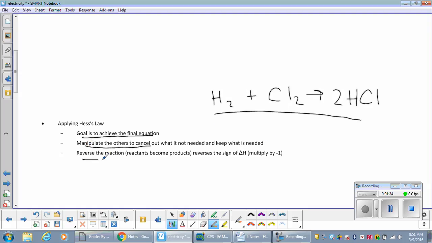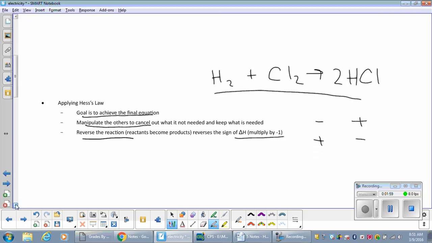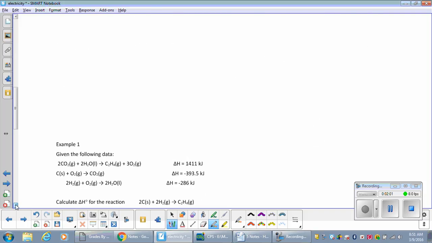We might have to reverse the reaction. In that case, you change the sign of delta H. If it was originally negative and you reverse the reaction, then it's going to become positive. Or the opposite, if it was positive, it'll become negative. We also may have to multiply the individual steps by coefficients to make sure things cancel out, and in that case you do have to multiply your energy as well. So let's do 2 examples.